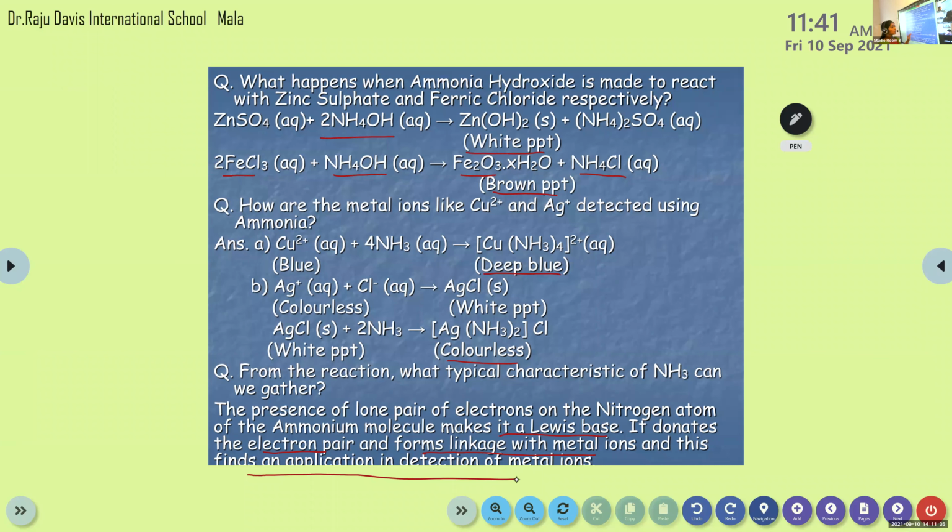Here we are using the property of the nitrogen atom. There is a lone pair present on that nitrogen atom, so it will act as a Lewis base. Lewis base means it will donate an electron pair and form a linkage with metal ions. That's why a certain amount of precipitate will be formed, and we can confirm the presence of copper and silver ions. Clear, children? Any doubt? Yes or no? No. No, okay.